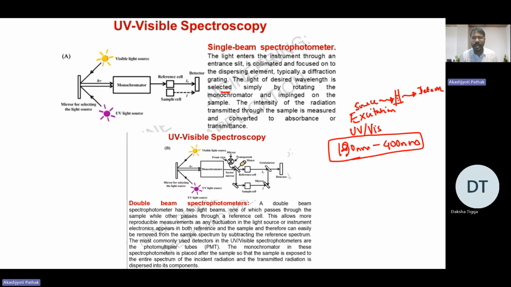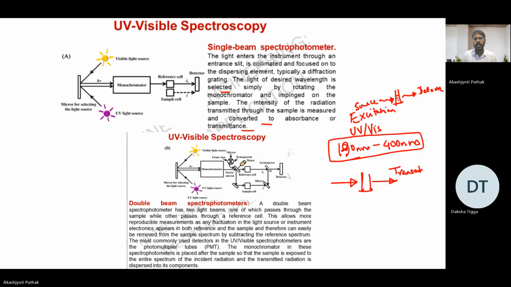Now, the intensity of the radiation transmitted through the sample is measured and converted to absorbance or transmittance. So you have a sample, you are irradiating this sample with a particular wavelength of electromagnetic radiation which lies in the UV visible region, and the energy of light which will pass through this sample, that will be your transmittance.